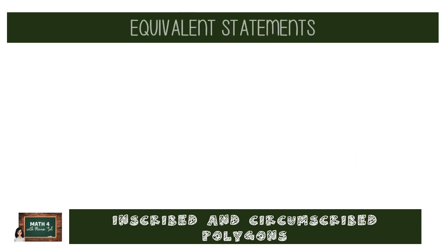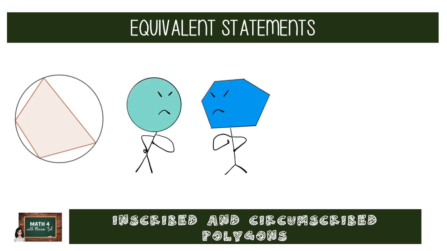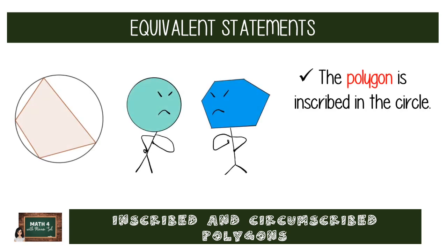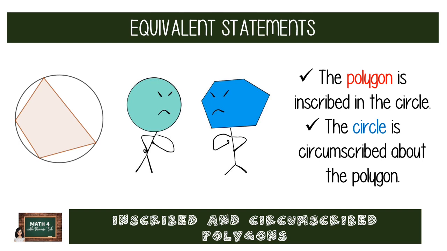You can actually describe the inscribed polygon using two equivalent statements, which only differ in terms of the subject. If you focus on the polygon, you say it is inscribed in the circle, which is like saying it is inside a circle. Meanwhile, you can also say the circle is circumscribed about the polygon, which is like saying the circle is circum or around the polygon.